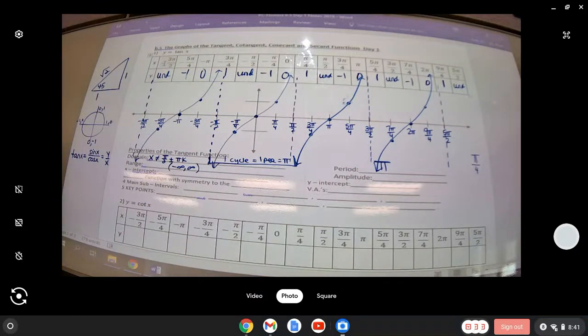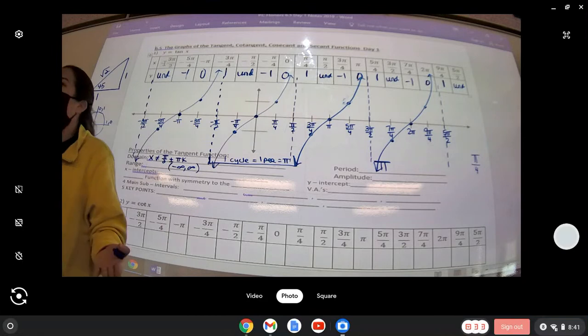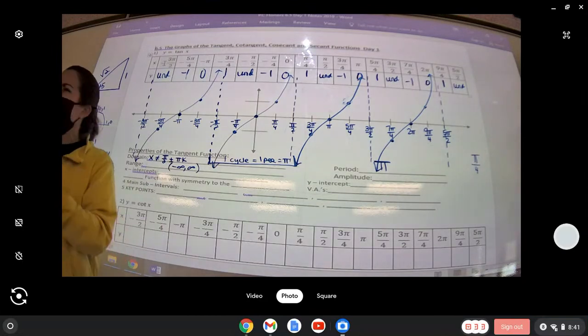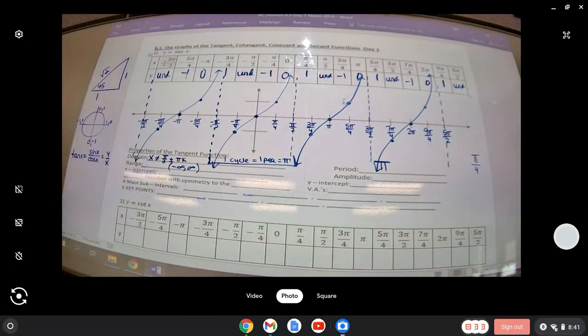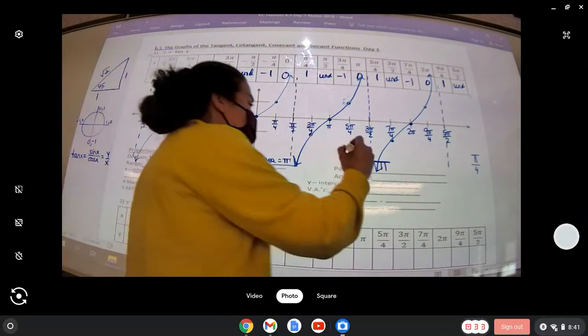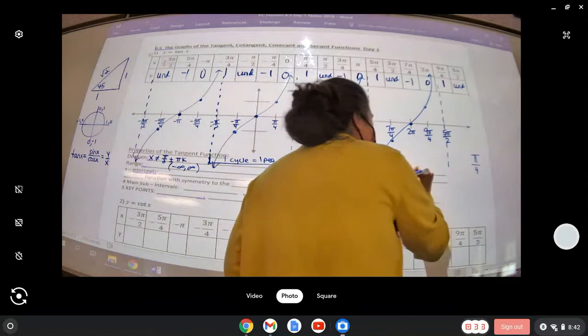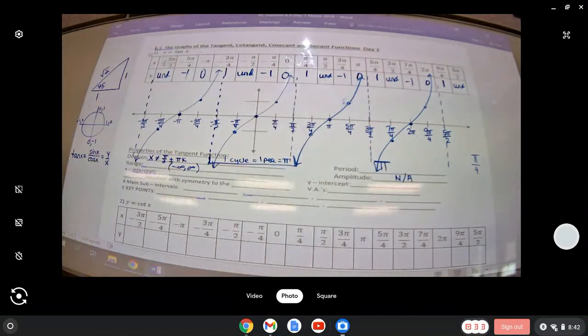Because it goes to infinity and negative infinity, to find an amplitude, which would be half the distance between the highest and lowest point, well, in reality, there is no high or low point. It's going to the infinities. So we say that the amplitude is non-applicable, NA. We don't talk about amplitude as far as the tangent function is concerned, because it's going off to the infinities.